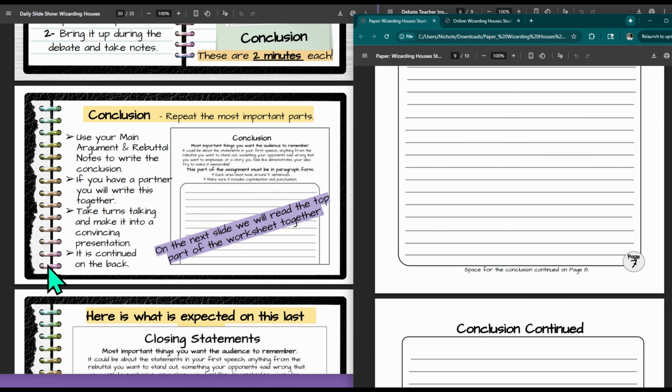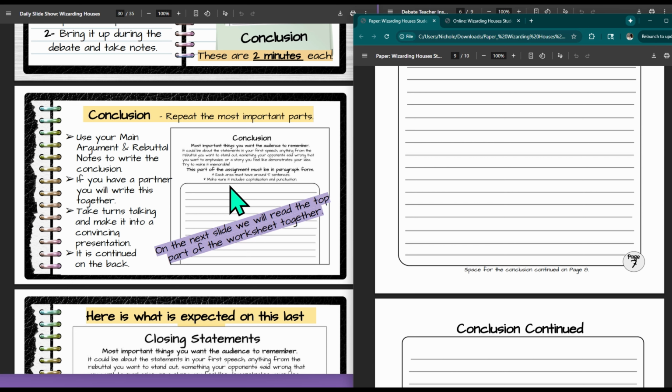I have been talking to you like this would be an individual project, but I have done this where after we decide which houses they're in, I assign them a partner to work with where they're going to write this entire speech. If I do that, I have the partner and them write it together. They have to take turns talking during the conclusion presentation.